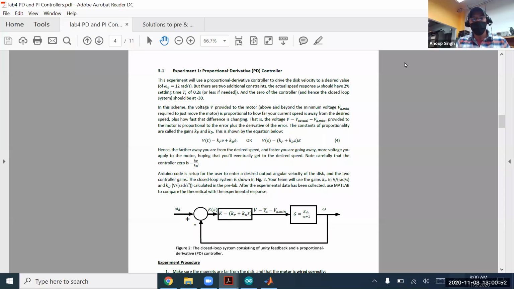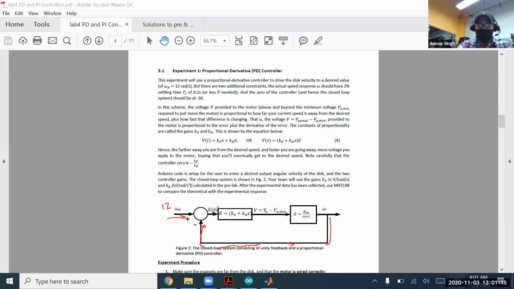Experiment number one is us trying a PD controller logic to provide the voltage to the motor. And this block diagram over here accurately represents how the PD controller is going to do its job. So let me do some annotations. Okay, so we measure the speed by numerical differentiation, and the desired speed is 12.